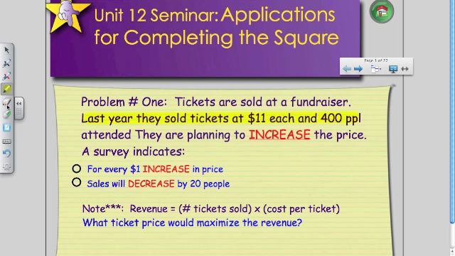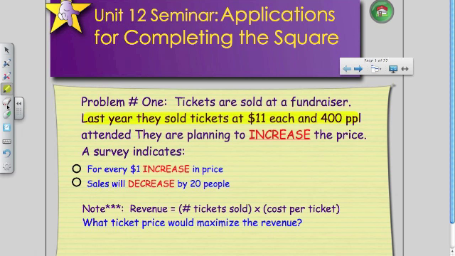So the problem reads, tickets are sold at a fundraiser. Last year they sold tickets at $11 each and 400 people attended. They are planning to increase the price, and a survey indicates for every $1 increase in price, sales will decrease by 20 people. Now this is the type of problem you're not just going to encounter in grade 10.